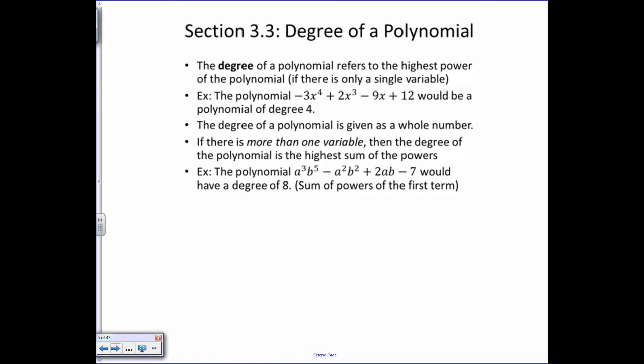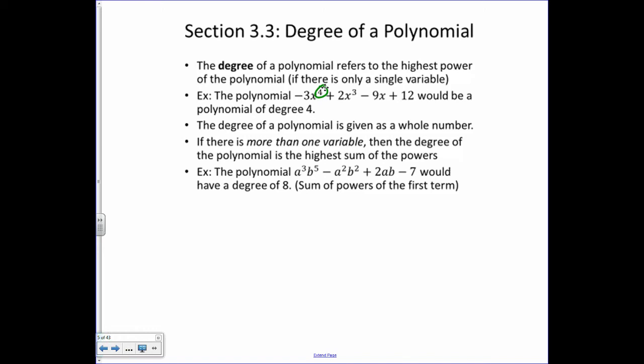So what we call the degree of a polynomial refers to the highest power of the polynomial if there's only a single variable. For example, the polynomial negative 3x to the fourth plus 2x cubed minus 9x plus 12 would be a polynomial of degree 4, because the highest exponent, the highest power of the polynomial, is 4. The degree of a polynomial is always given as a whole number. We would just say the degree is 4.